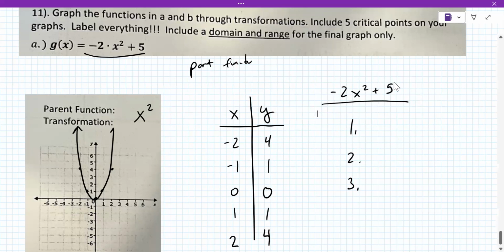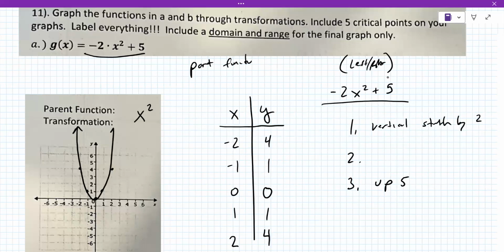The up or down is this number on the right. To the left 2. Only if it's in parentheses. Parentheses is the left or the right. So the -2. How about this +5? Is that up or down? Up 5. Okay. The 2 is a vertical stretch by 2, right? The negative is a reflection over the x-axis.